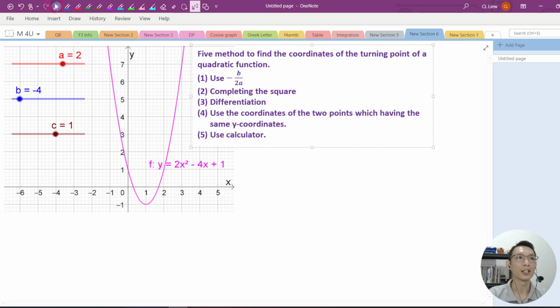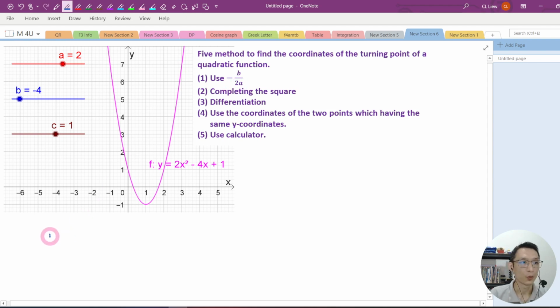In this video, let's learn how we find the coordinate of the turning point, or we can call it the maximum point or minimum point, of a quadratic function. Actually, we have various ways to find the coordinate of the turning point. So here I'm going to show you 5. First, using negative b over 2a.